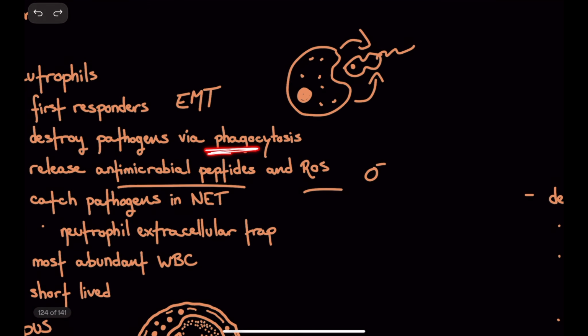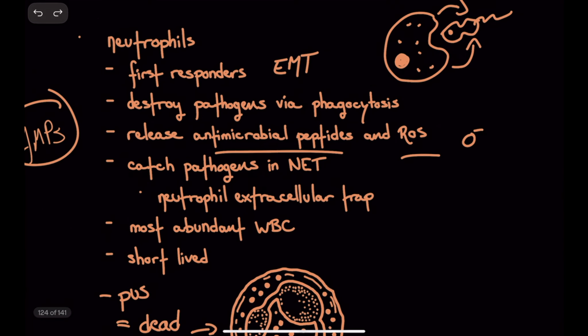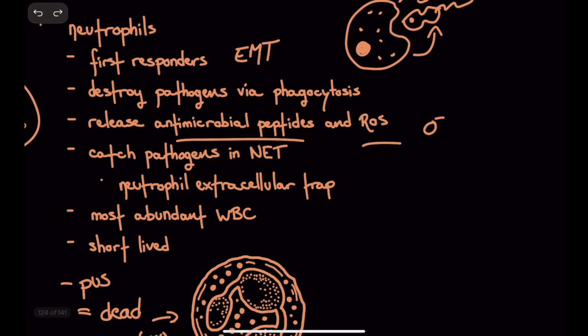Again, phagocytosis. So phago means eat, and cytosis means having to do with a cell. This right here is a cell eating, in this case, a bacterium. So a lot of your innate cells have this capacity to engulf foreign entities, engulf foreign debris, and deal with it as they see fit. They also release antimicrobial peptides and ROS, reactive oxygen species.